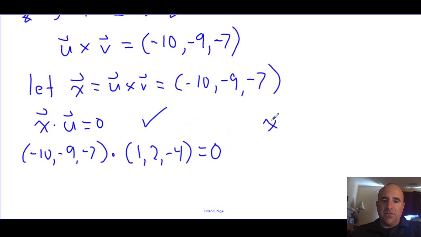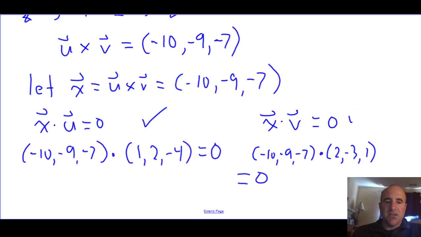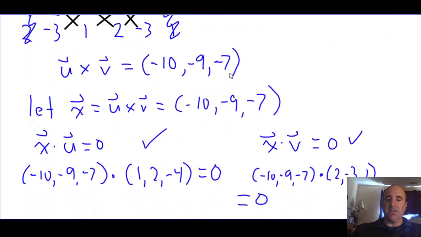How about x dotted with v? Does that equal 0? Well, 10, -9, -7, dotted with the second vector, v, which was 2, -3, 1. What do we get when we do that? Let's see, we would get -20, plus 27, which is 7, minus 7 gives us 0. So yes, it does work. So there's our new vector. It's perpendicular to both u and v.